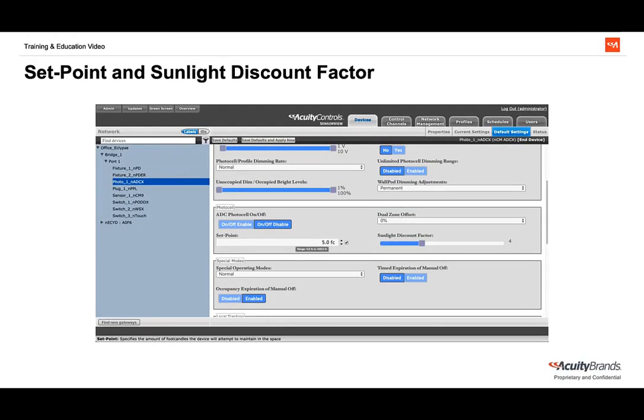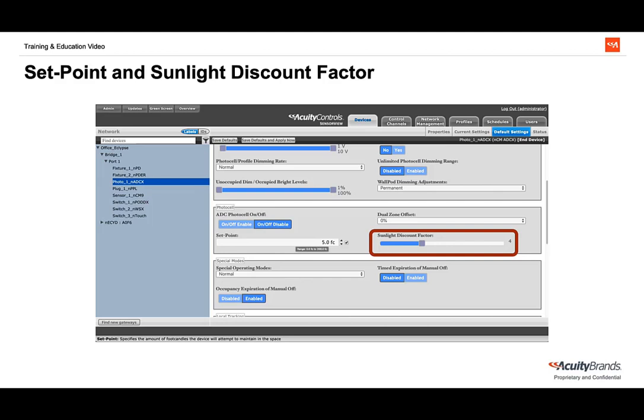Next, there are a couple of settings the photocell uses in determining the light level threshold it will maintain. These settings can be found under the photocell's default settings. We're using an NCM80CX for this example. Set point is the foot candle level the photocell will reference to keep the measured light level above. Out of the box, the default setting is 5 foot candles and can be set anywhere between 0 and 200. Sunlight discount factor adjusts the photocell's ability to influence the light level. Out of the box, this is set to 4 and can be adjusted between 1 and 10.